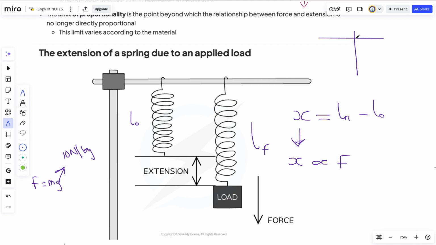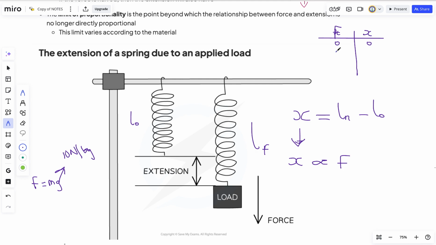So he's saying that if you have extension and force, if you add more force, the extension will be in proportion with the force you are adding. Originally, when the force was 0 and we didn't add any force, the extension was 0. There was no extension. It's just the original length.